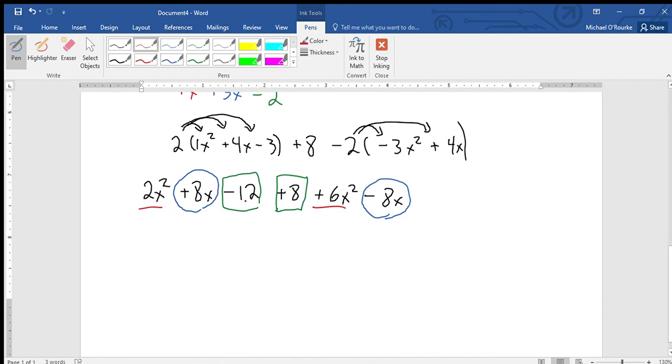2x squared plus 6x squared is going to equal 8x squared. 8x minus 8x is going to equal 0. So I don't have to write anything there. And negative 12 plus 8 is going to be minus 4. That's my simplified equation. Isn't it a lot simpler than this big thing, right? So there's how you collect like terms, and you can go on to your practice.